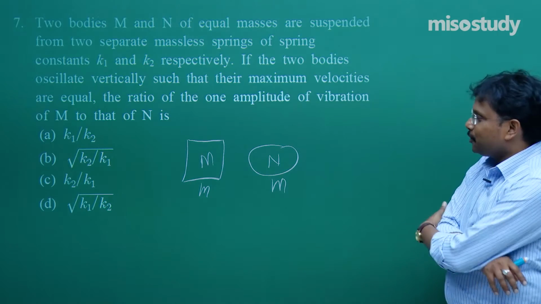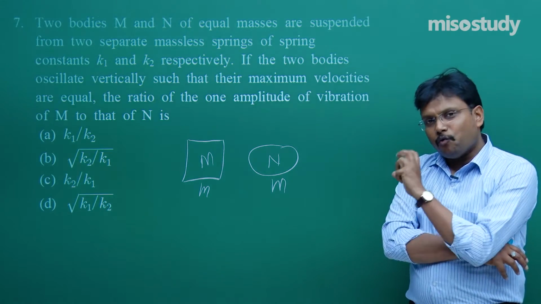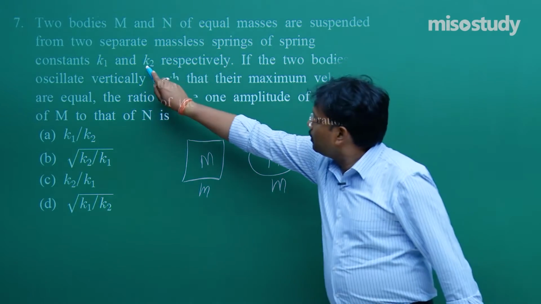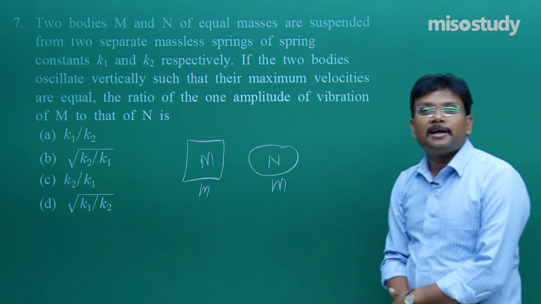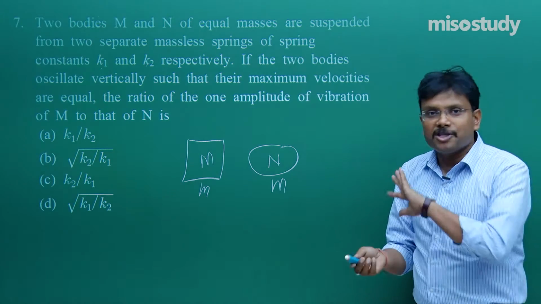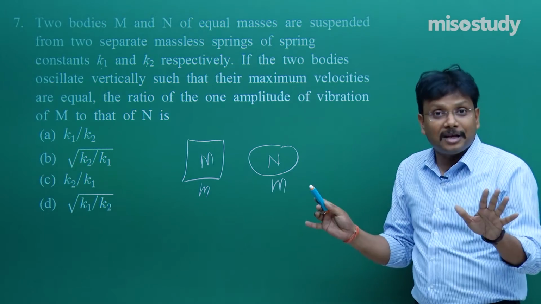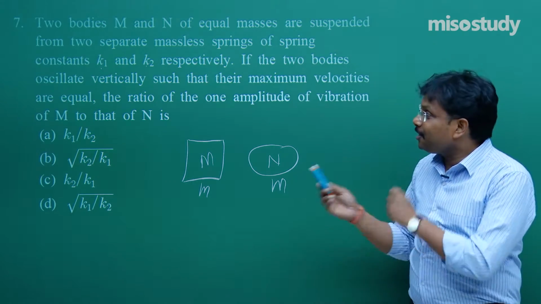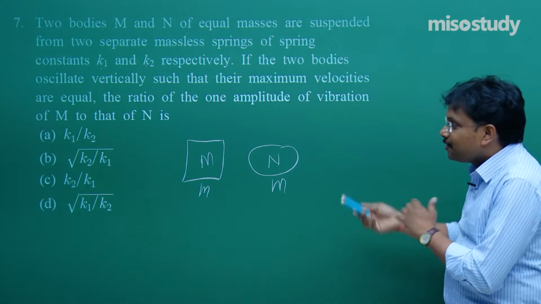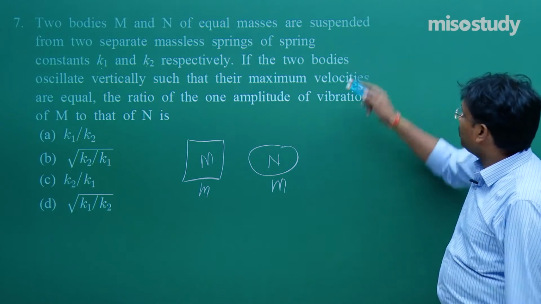Now a question can come to your mind: masses are the same, then why is the amplitude going to be different? Because K1 and K2 springs are not the same. If springs are the same and masses are the same, then the shape of the body is definitely not going to affect the oscillation. But here masses are the same but springs are different. So that's why this difference is there, and then we will try to find out what the approach will be.